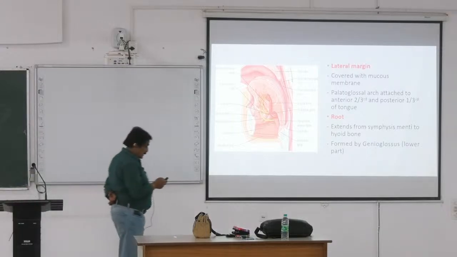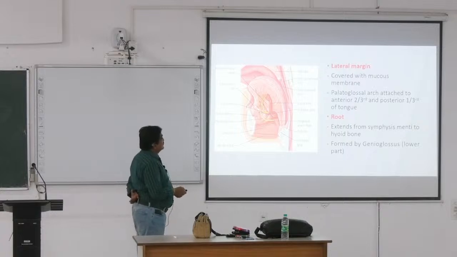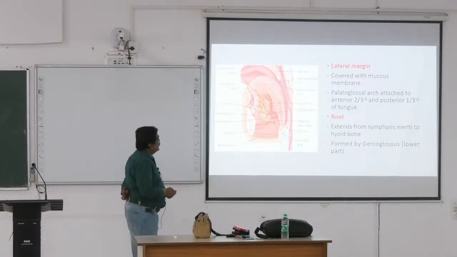Okay. Now the root extends from the symphysis menti to the hyoid bone. This is symphysis menti, then we go to the hyoid bone here. It extends up to that, formed by the genioglossus lower part. This is the geniohyoid, and this is the genioglossus lower part that gets attached to the hyoid bone. The root.